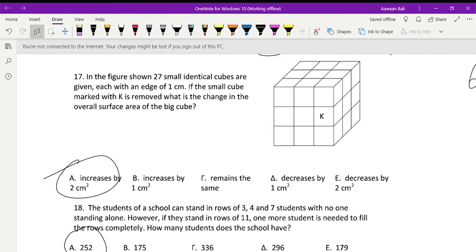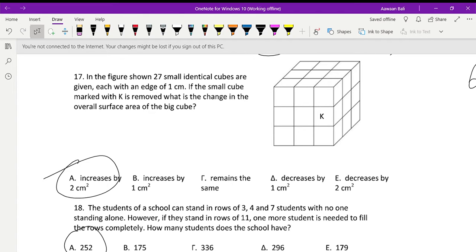Now, question number 17. In the figure shown, 27 small identical cubes are given, each with an edge of 1 centimeter. The small cube marked with K is removed. What is the change in the overall surface area of the big cube?